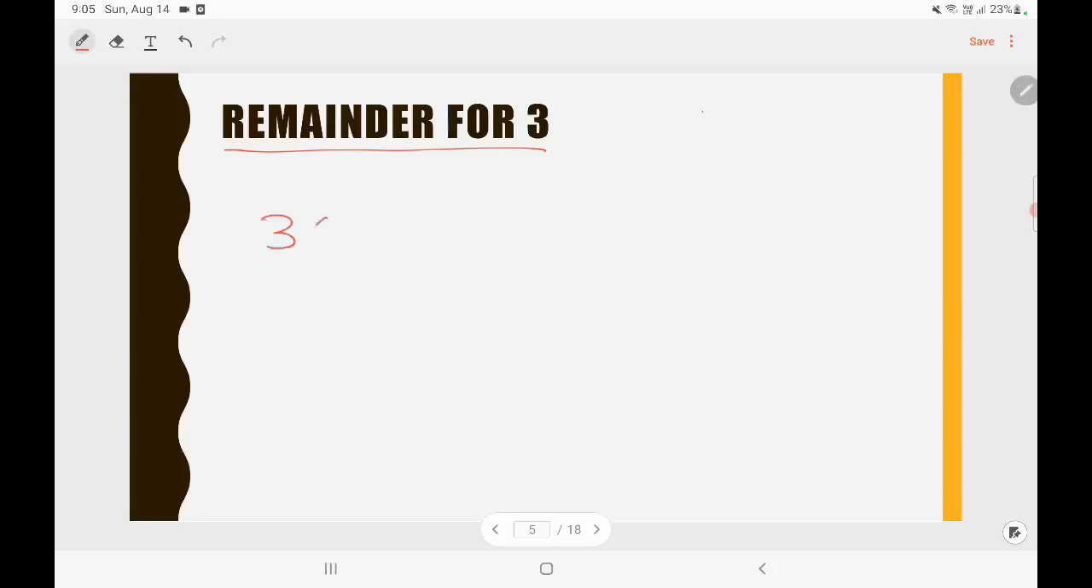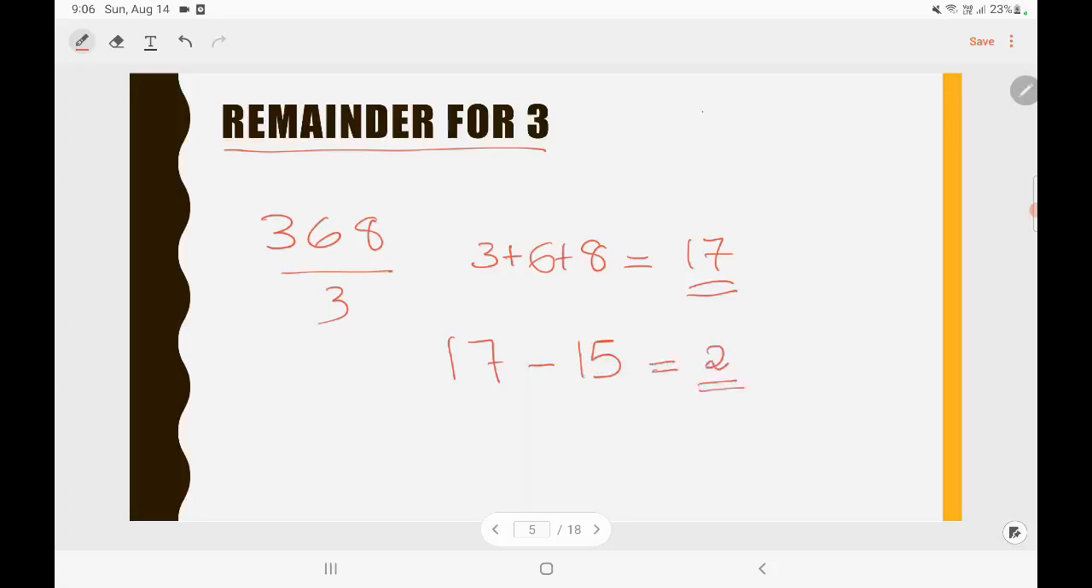So let's take the example of 368. You need to find out the remainder when 368 is divided by 3. For that, first you need to take the sum of the digits, that is 3 plus 6 plus 8. So you will get 3 plus 6 plus 8 is equal to 9 plus 8 is equal to 17. Now from 17, you need to subtract the closest multiple of 3. The closest multiple of 3 is 15, right? From 17, the closest multiple of 3 is 15, which is less than 17. Okay, so 17 minus 15 is equal to 2. So the remainder when 368 is divided by 3 is 2.